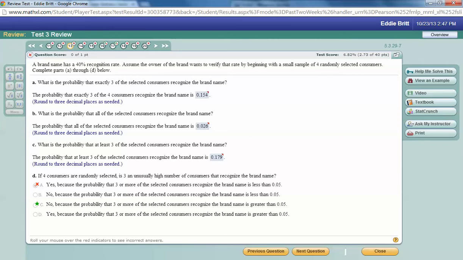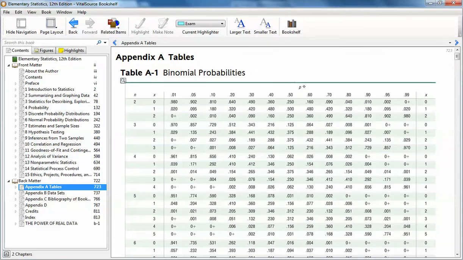Alright, here's your P. Your P is 40% or 0.4. So that's the first thing you need to write down or understand. That's success. A brand has a 40% recognition rate, so our P is 0.4. And since it is 0.4, you remember that table? This table right here does have 0.4 as a probability, as a P, as the success or the recognition in this problem.